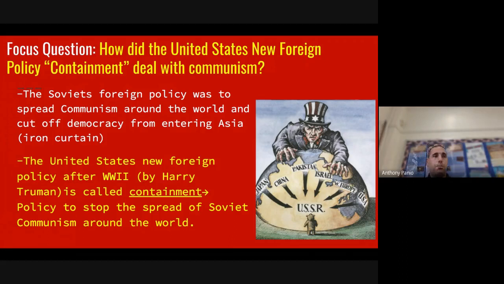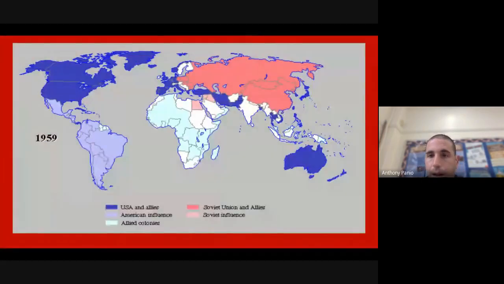So the Soviets' foreign policy, let's talk about theirs, was to spread communism around the world and essentially cut off democracy from entering any part of Asia. What they called it was they wanted to descend what's called an iron curtain. So I'm going to go back to this map here. Pretty much they wanted to continue to grow south and they wanted to grow west. They wanted all of Asia to be communist. This would become an important thing when we look at places like Vietnam and Korea, a little foreshadowing if you know a little American history. And then they also want to take over parts of Eastern Europe, which they do without a problem.